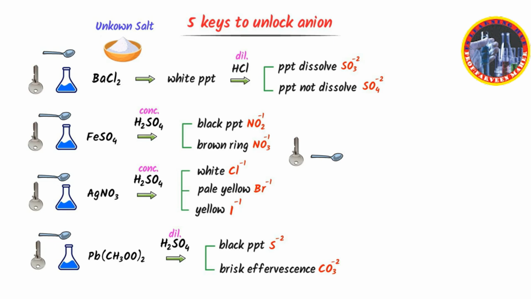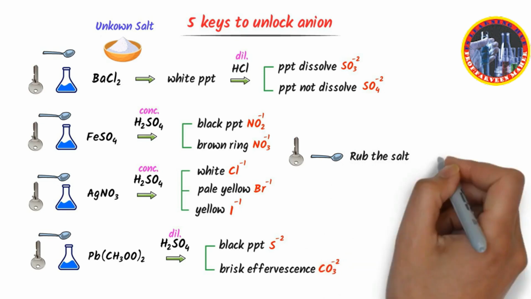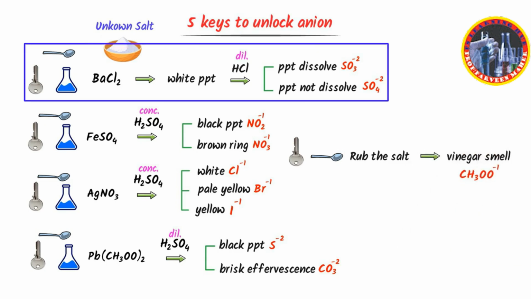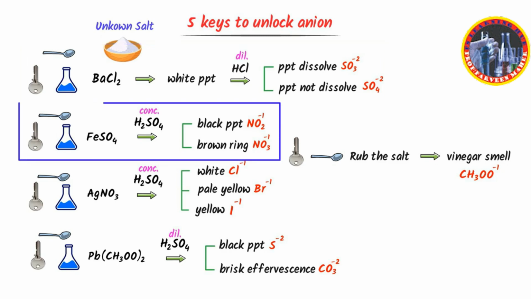The fifth key is the simplest key. We only rub the unknown salt. If it smells like vinegar, it contains acetate ion. Therefore, using the first key, we unlock sulfide ion or sulfate ion. Using the second key, we unlock nitrite ion or nitrate ion.